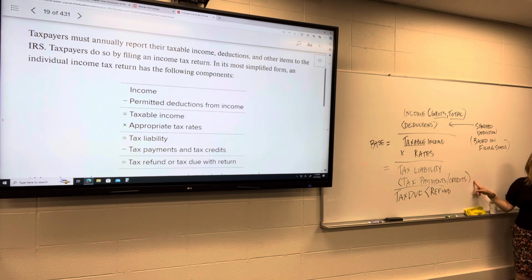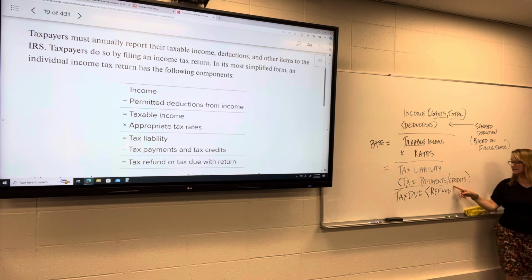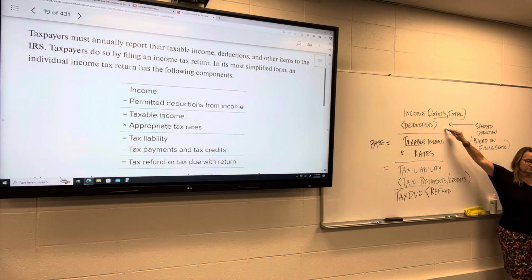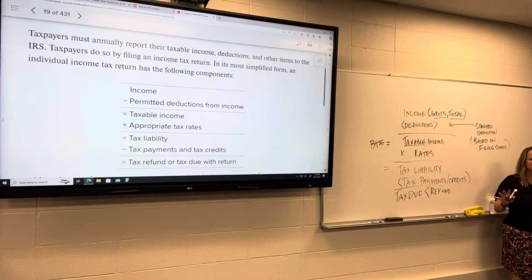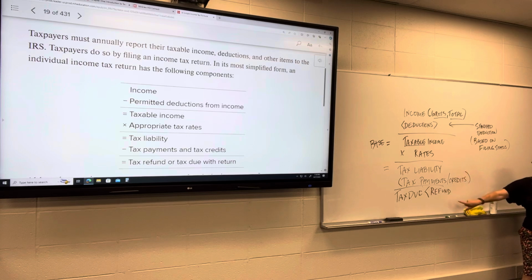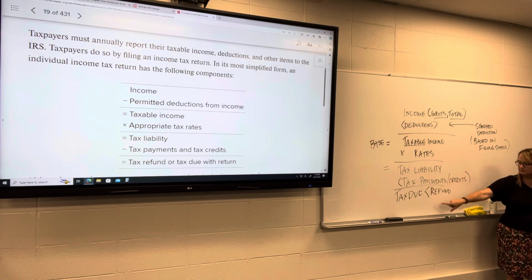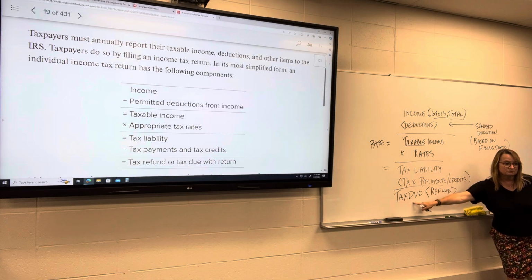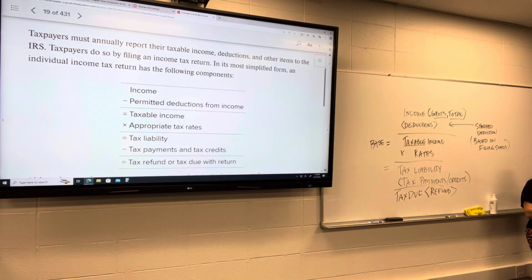Then we get to subtract what we've already paid, as well as any credits that we may be entitled to. Now, credits are different from deductions, and we'll go into that a little bit more when we get to some of those other chapters where we're talking more about credits and deductions. But know that credits, even though they both ultimately either increase our refund or decrease the amount of tax due, they do it in different ways. Okay? But this is the basic, simple formula. And like I said, it matches the tax return and the layout of the tax return.